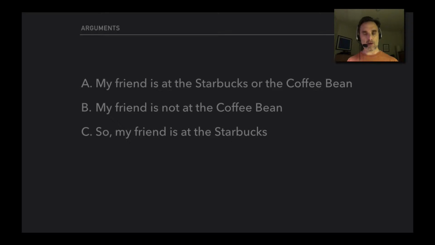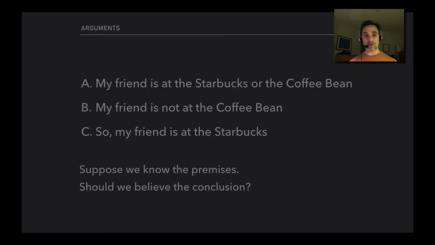My friend is at the Starbucks or the Coffee Bean. My friend is not at the Coffee Bean, so my friend is at the Starbucks. And suppose that we knew the premises. Well, should we believe the conclusion? Yes, we definitely should. The conclusion follows from the premises, right?